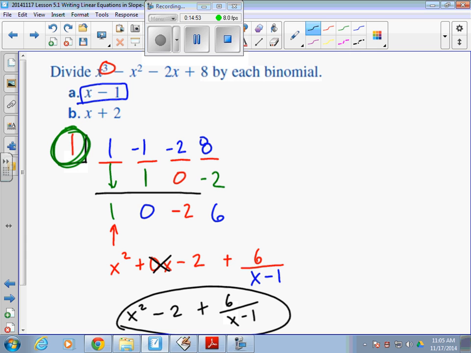Okay, take 1 minute and see if you can make heads or tails out of the other one, divided by x plus 2. You're going to use everything the same except the x plus 2 part. We'll come back in 1 minute.